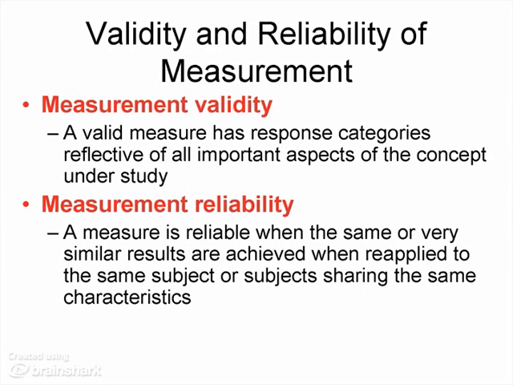Validity and reliability in measurement is very specific to the task at hand. A valid measure has categories or responses that are reflective of all the important aspects of the concept under study. So if you were going to measure something like hope or faith, which is a little more abstract, you would want to measure all of the indicators of the factors that make up hope or faith. Reliability, on the other hand, is really looking at consistency of measurement over time. Do you get the same results repeatedly when you use the instrument?